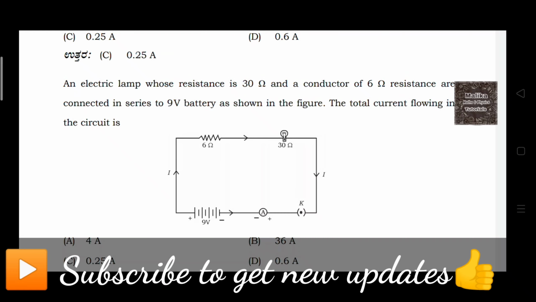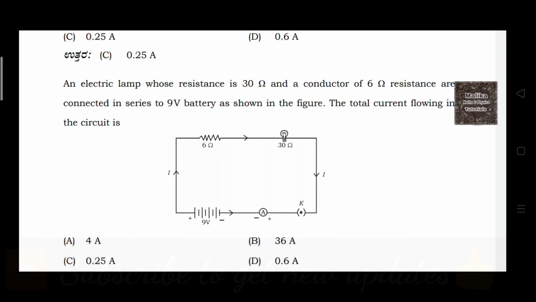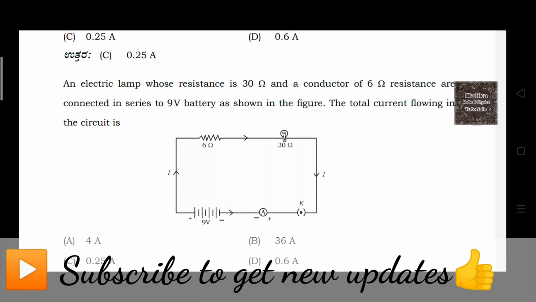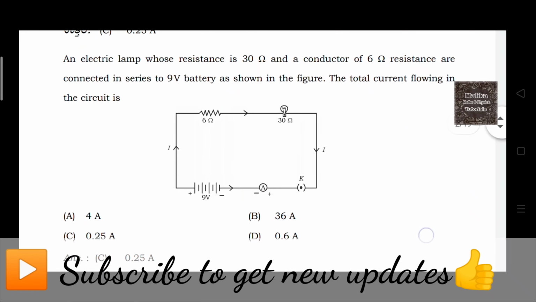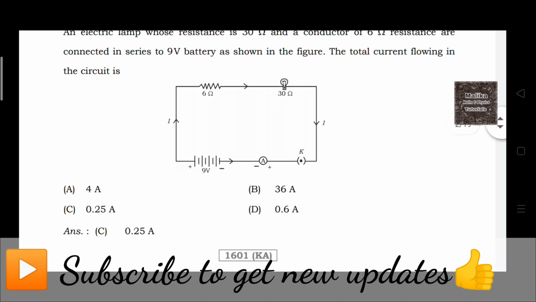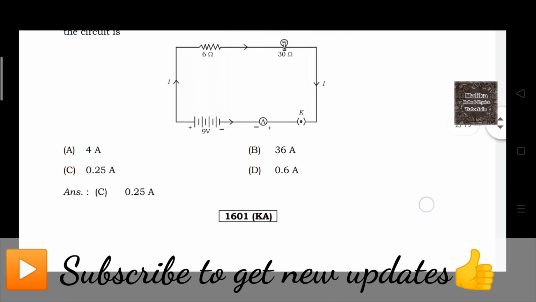So here you have to use Ohm's law, which is given by I is equal to V divided by R. So here V is 9 volt and R is R1 plus R2, that is 30 plus 6, which is equal to 9 divided by 36 is equal to 1 by 4, which is equal to 0.25 ampere. So option C is the right answer.